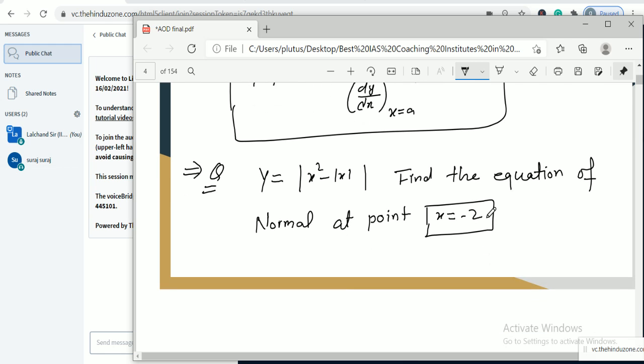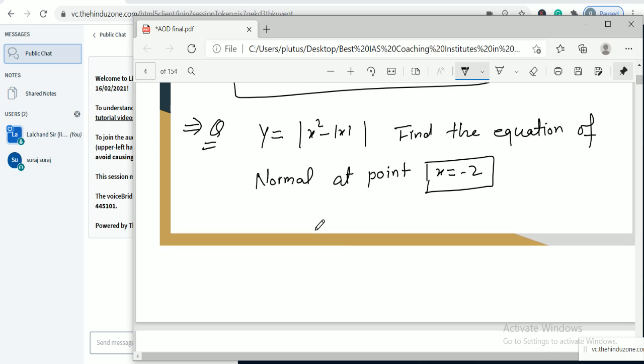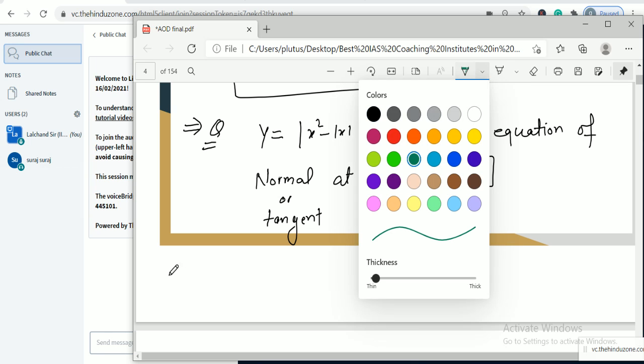Try this question. Take your time. Try to solve this question. Let us find both equations, tangent as well as normal. You need to find both. So can you find out differentiation of this function? How to differentiate this function?